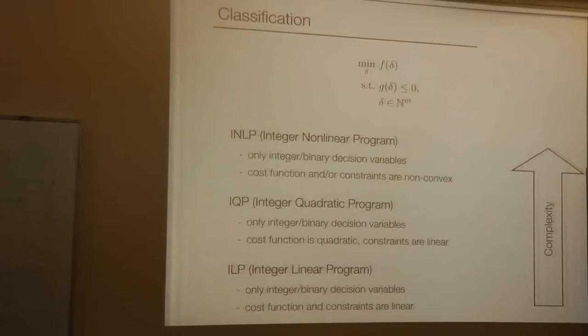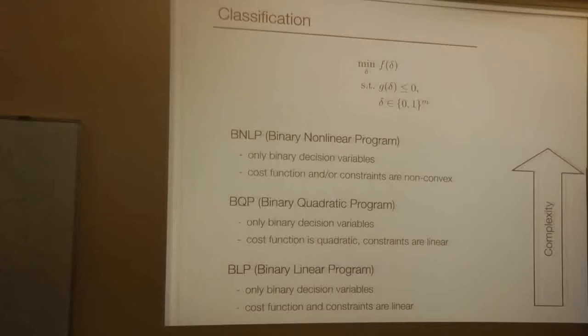And if we assume that those delta variables are only binary, then the nomenclature says we are talking about either binary linear programs, binary quadratic programs, or binary nonlinear programs. As before, the complexity grows from the bottom to the top, as expected. So that is the nomenclature for how these problems are set up. And essentially the reason why I'm showing these formulations is that the solvers, which ultimately solve these problems, expect the input in roughly this form.